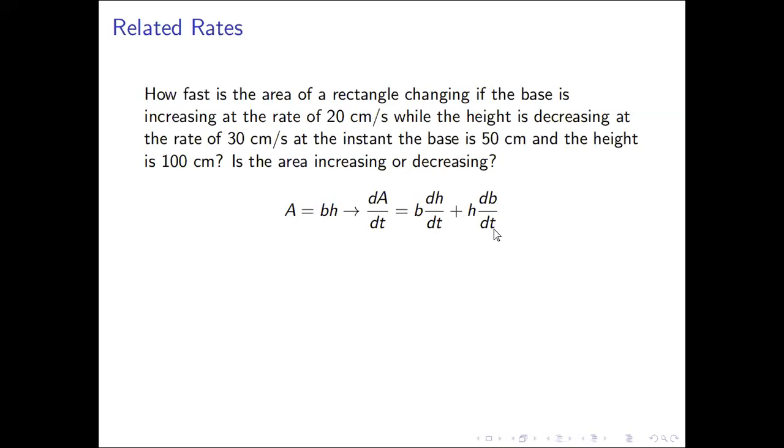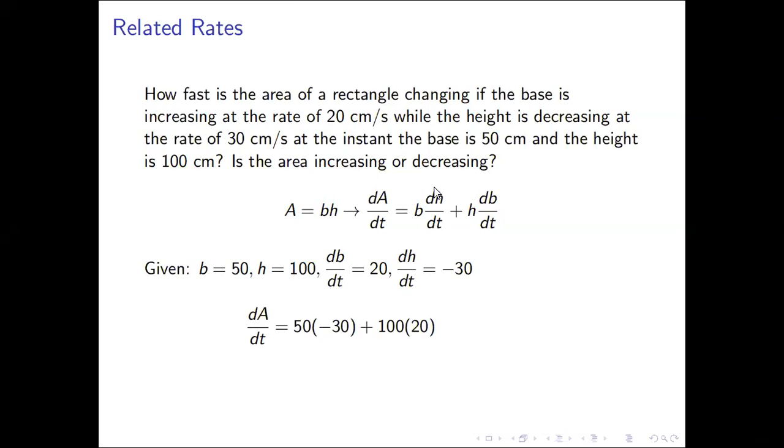And well, good for us, all of those are given in the problem directly. Let's just write those. Base is 50, height is 100. Base is increasing at 20 centimeters per second, positive, while the height is decreasing at rate of 30. So negative 30 there. If you put a positive here, your final answer will be wrong. So this time you have to be careful with the sign.